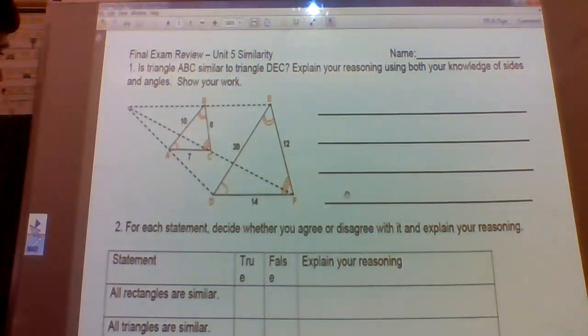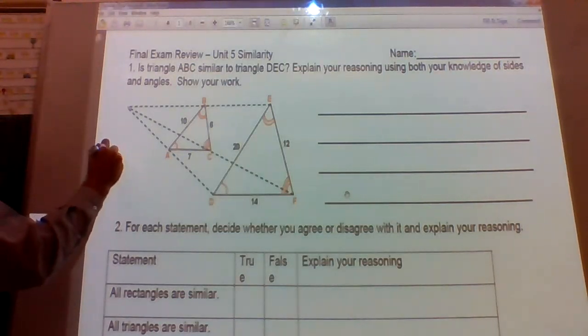Okay, this is the district final study guide. Number one says, is triangle ABC similar to triangle DEC? Explain your reasoning using both your knowledge of sides and angles. Show your work. Okay, so there's three ways to show that triangles are similar.